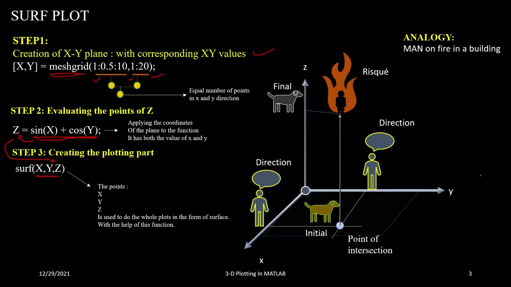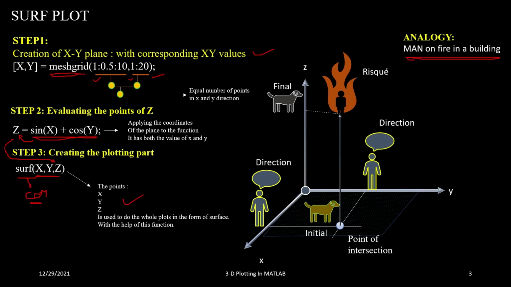Now as we have all the points we need to do the plotting, we need to call the command called surf, open bracket, x comma y comma z. Here x represents x-axis data, y represents y-axis data, and z represents z-axis data. Using these data, we do the surf plot. The three-dimensional plot can be visualized based on this example.